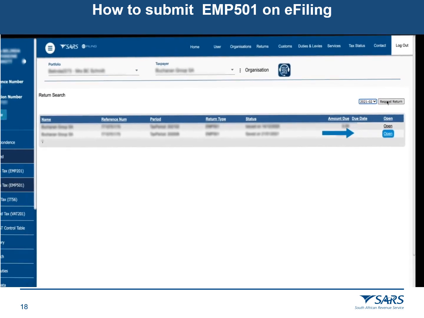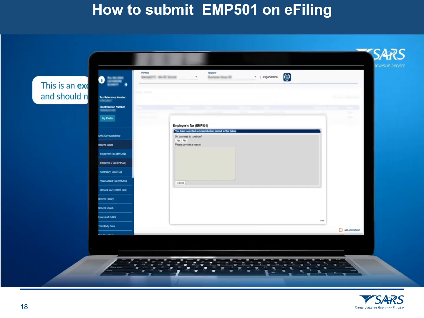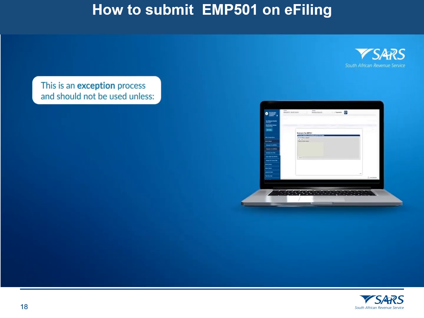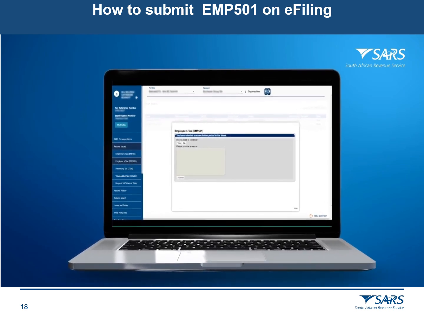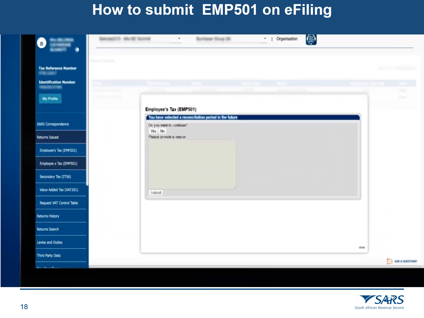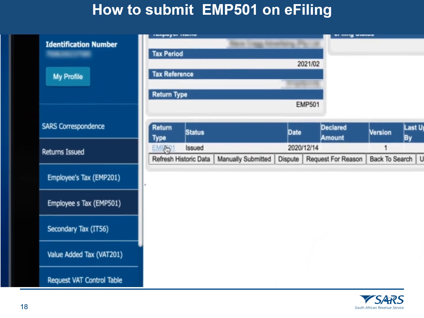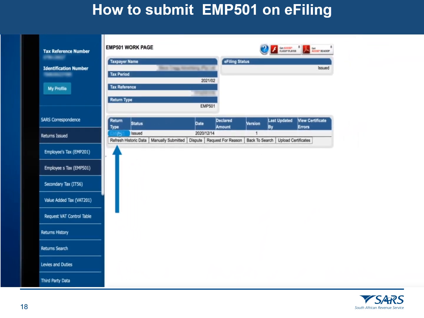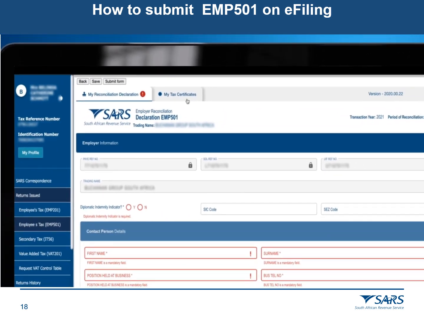Click the Open link. Note: if you have selected a final reconciliation before the end of the filing period, this is an exception process and should not be used other than for liquidation, winding up the company, insolvency, estate cases, dormant. The following screen will display, and you will be required to confirm that you wish to continue and provide a reason why you're submitting the reconciliation before the end of the filing period. This will issue the return on the EMP 501 work page. To open the return, click on the EMP 501 link. You will now be able to complete the tax certificates once the EMP 501 is opened.